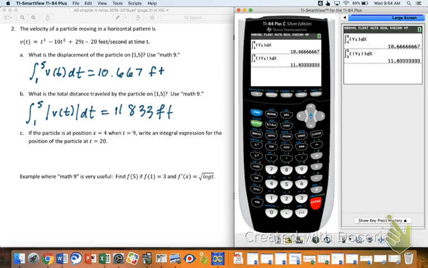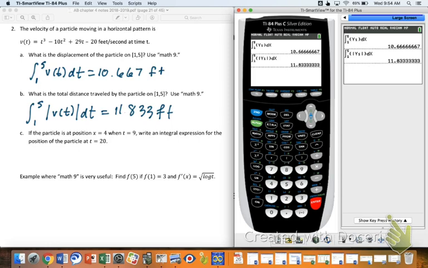The last one here, question C is a little bit different. I want you guys to try this one. This doesn't require the calculator because it says if a particle is at position x equals 4 when t equals 9, write an integral expression for the position of the particle when t equals 20. So all you're doing is you're writing an integral expression that if you did do math 9 or you did actually evaluate it, you'd get the answer. All I want you to do is simply set it up.